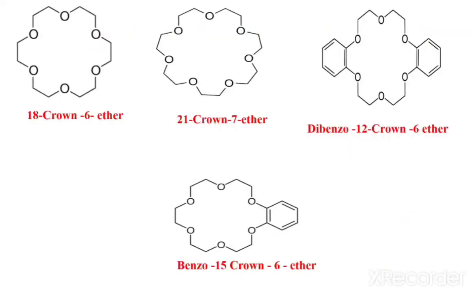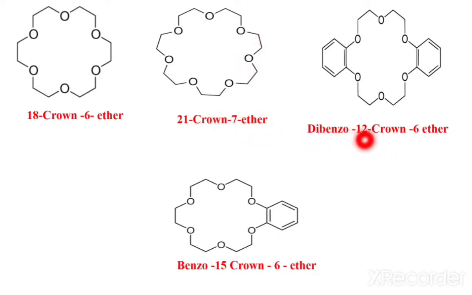Another example, 18-crown-6 ether. 6 ether means 6 oxygens. Here 1 2 3 4 5 6, and the remaining is the ethylene unit, that means CH2 connectivity. Therefore this is 18-crown-6 ether. Now then 21-crown-7 ether. That means here 7 oxygens, 1 2 3 4 5 6 7, again connected with the CH2 ethylene linkage. Therefore 21-crown-7 ether.